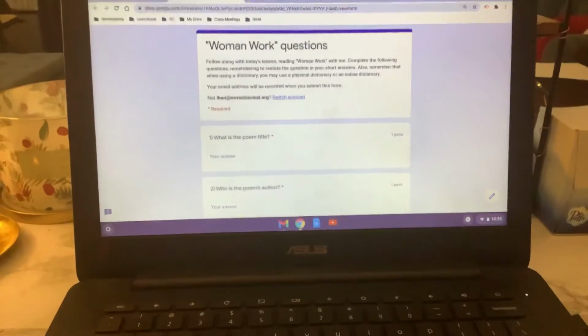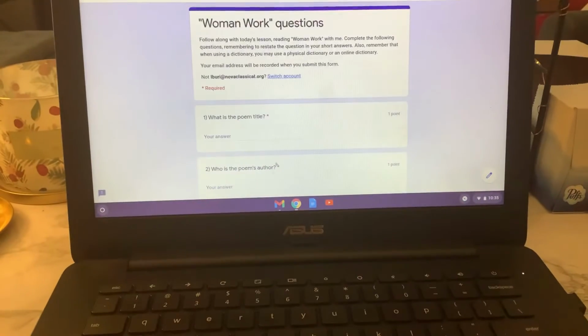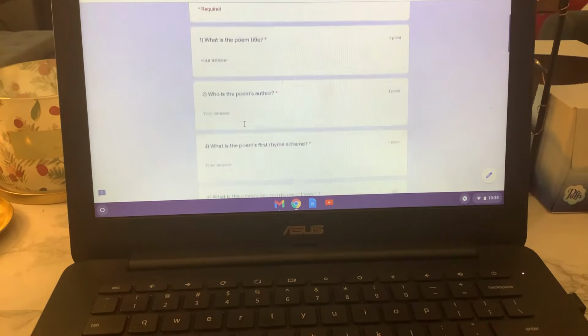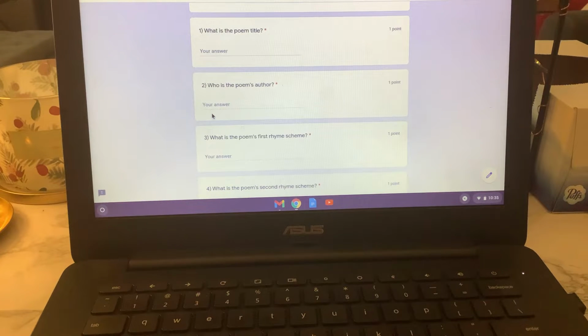So we're still working on, remember, what is the poem title? There are three things I'm looking for. First of all, I am always looking for you to restate the question in your answer. So the poem title is... Remember, we're working on having our poem titles in quotation marks. That's how we show that it is a poem title. So we want to have quotation marks around it.